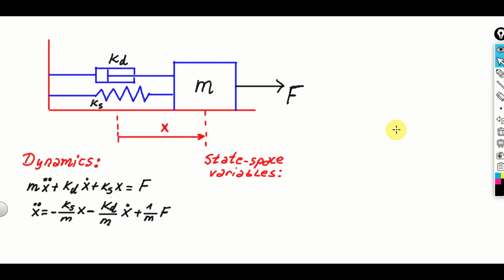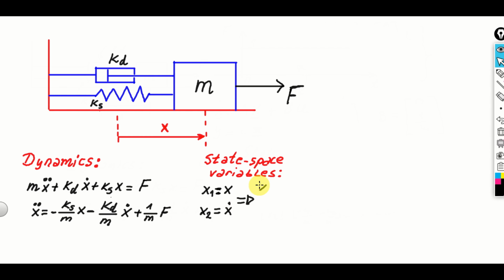The next modeling step is to introduce the state space variables. We introduce a new state space variable denoted by x1, and we assign to x1 x, that is, x1 is equal to x. The second state space variable is denoted by x2, and we assign x2 to x dot, that is, x2 is equal to x dot. Now, if we differentiate these two equations, we will obtain the following.